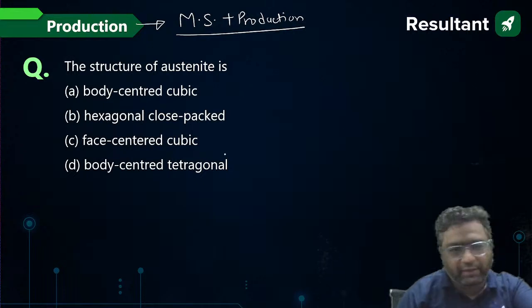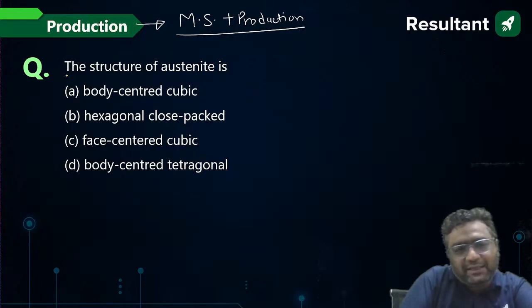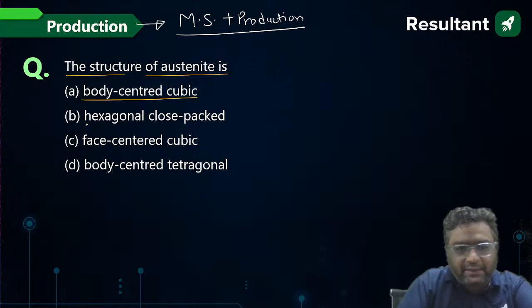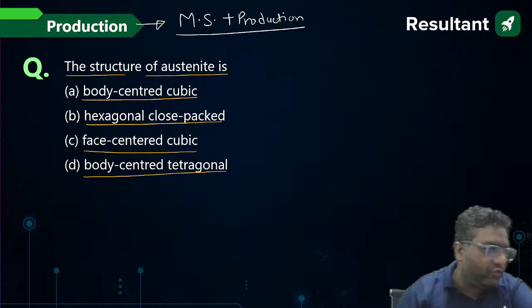So this is the very first question in front of you. The very first question says: the structure of austenite, is it BCC? Is it HCP? Is it FCC? Or is it BCT? What is the right answer for this question?